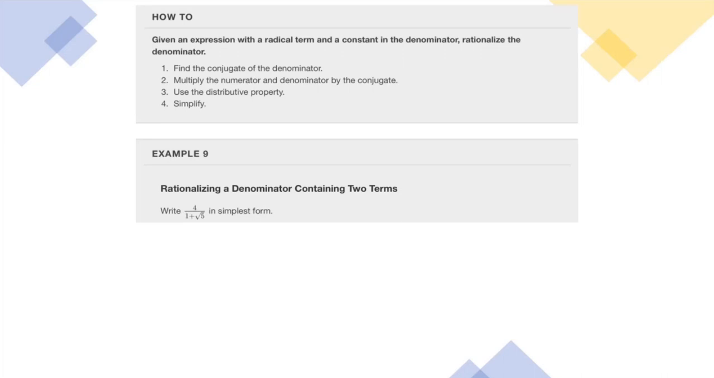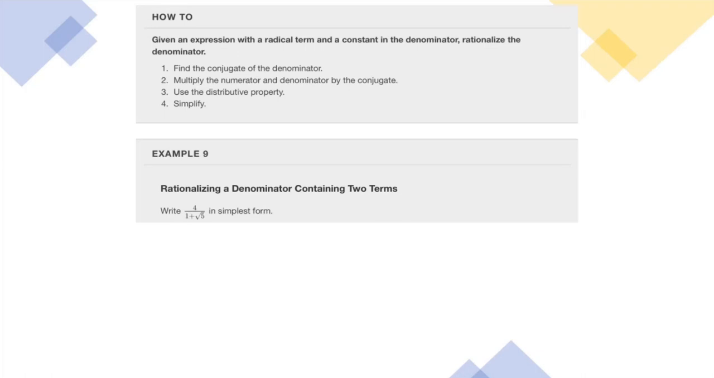Given an expression with a radical term and a constant in the denominator, rationalize the denominator. Find the conjugate of the denominator. The conjugate is the number such that when you multiply by it, you're able to get rid of the radicals. You'll see it in action. Multiply the numerator and the denominator by the conjugate, use the distributive property, and then simplify. So write this in simplest form.